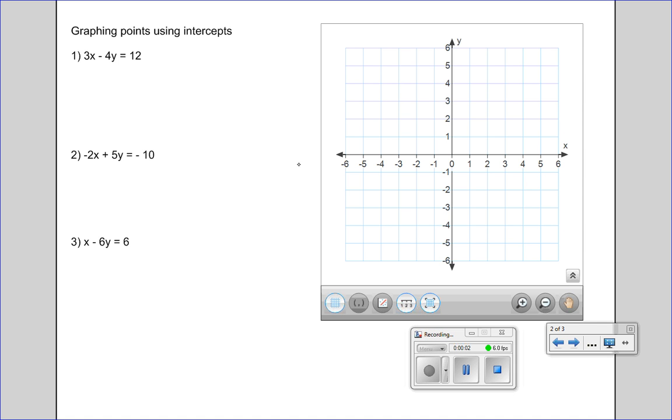Hello, in the previous video we looked at graphing lines using slope-intercept form. In this video we'll be graphing lines using x and y intercepts. It's important to note that the x-axis is what runs horizontally left and right.